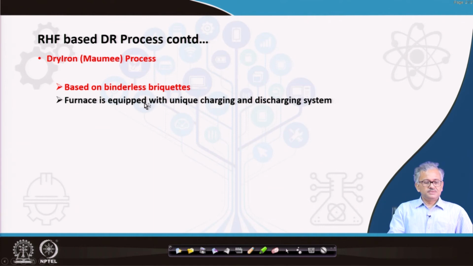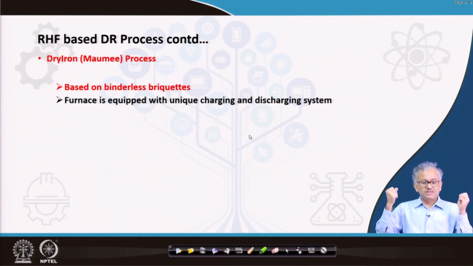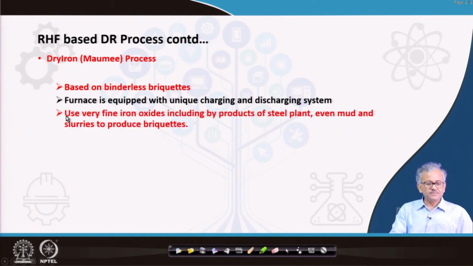the furnace is equipped with a unique charging and discharging system. That's why they have kept the charging system such that the material does not break, because it is a binderless briquette. They have some strength. The briquettization process has some technology that imparts some strength, but it will not have too much strength in the absence of a binder. So they make a unique charging and discharging system.